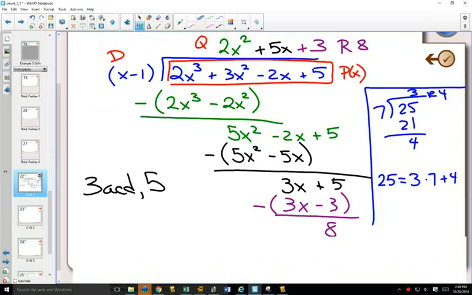So in our example with numbers, this would have been our polynomial. This is what we're dividing by. This was our quotient plus our remainder. I like it because it makes me think of ice cream. DQ.